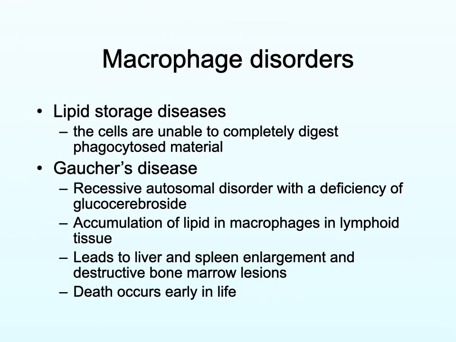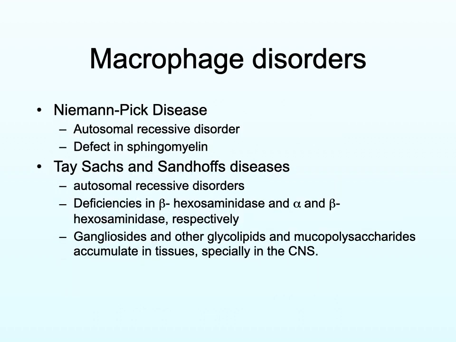Now, the macrophage disorders. Macrophage disorders include lipid storage diseases in which the cells are unable to completely digest phagocytosed materials: Gaucher's disease, which is an autosomal recessive disorder with a deficiency of glucocerebrosidase, Niemann-Pick disease, which is an autosomal recessive disorder, and Tay-Sachs and Sandhoff diseases, which are also autosomal recessive disorders.